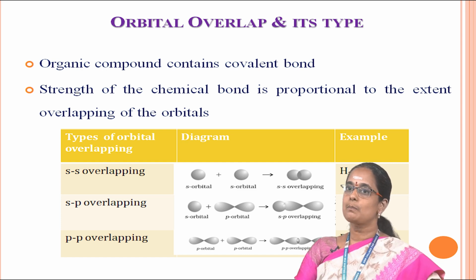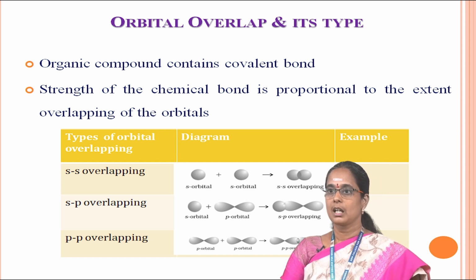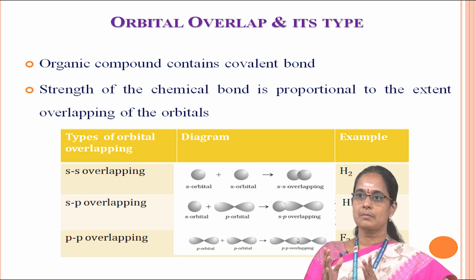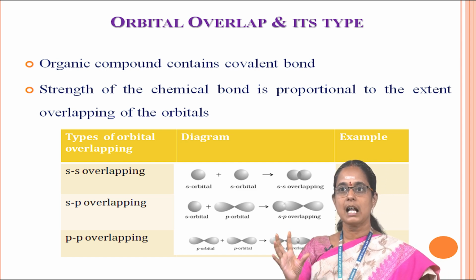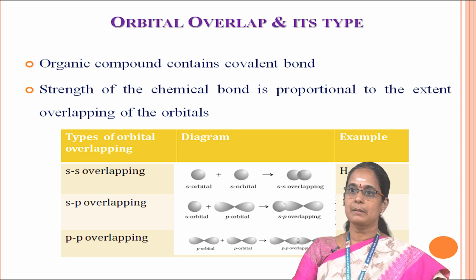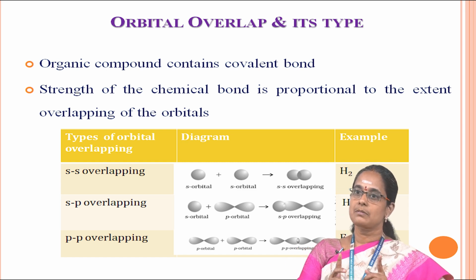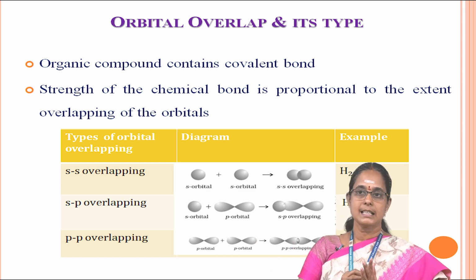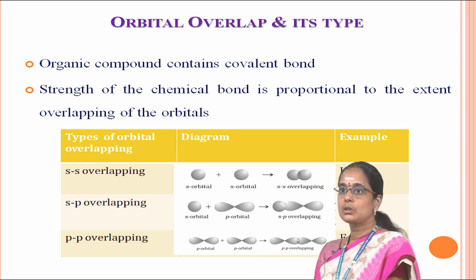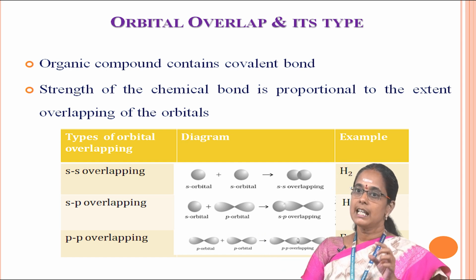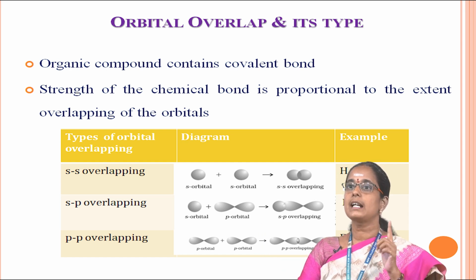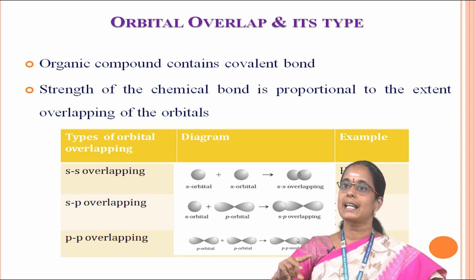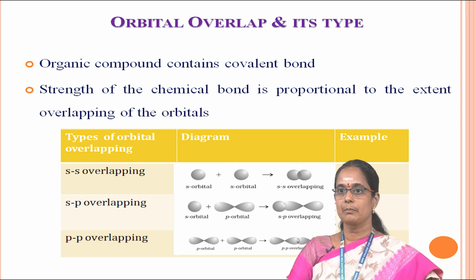In organic compounds containing covalent bonds, a covalent bond is formed by the sharing of a pair of electrons between 2 atoms. This is already known. For this purpose, the 2 atoms must be so located that an orbital of one of the combining atoms overlaps with the orbital of the other atom. Each combining orbital contains 1 electron. The strength of the chemical bond is proportional to the extent of overlapping of the orbitals.